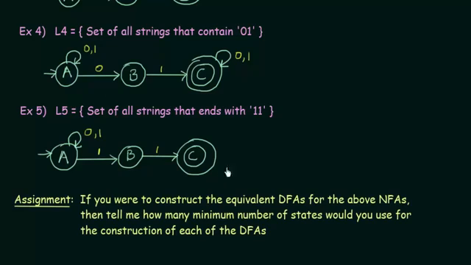Okay, so since we have discussed these NFAs now, I would give you one assignment problem. If you were to construct the equivalent DFAs for the above NFAs, then tell me how many minimum number of states would you use for the construction of each of the DFAs. So here we have constructed the NFAs for the languages L1 to L5. Now try to construct the equivalent DFAs for these languages, and tell me how many minimum number of states would you use to construct the DFAs for these above languages.